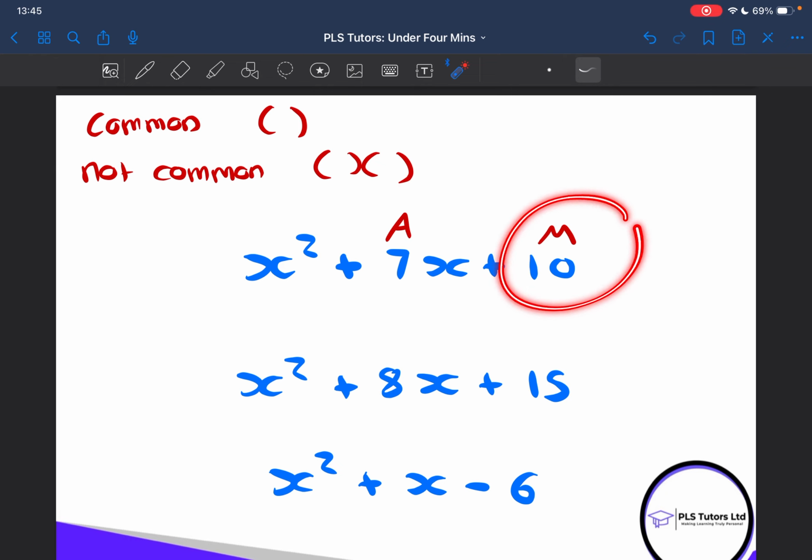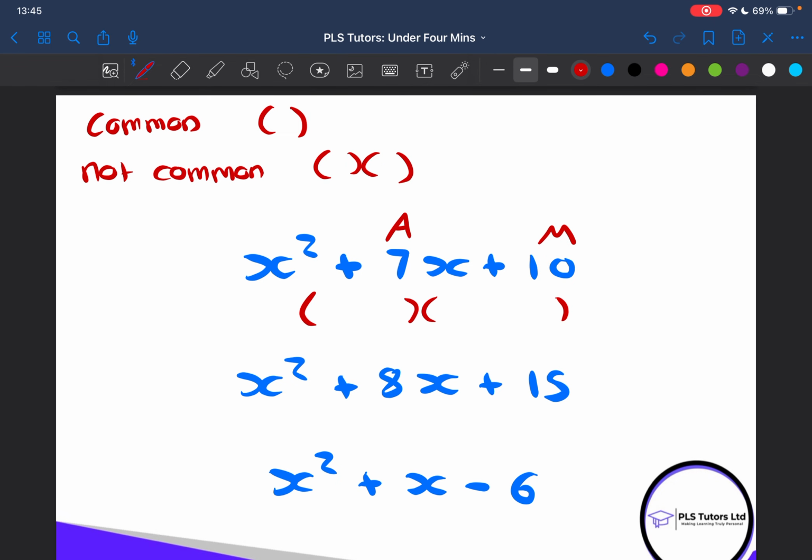Always start off with multiply. So numbers that multiply to 10 are 2 and 5. 2 and 5 also add up to 7. So then our brackets straight away are just x plus 2 and x plus 5. So that's all you have to do to factorize it.